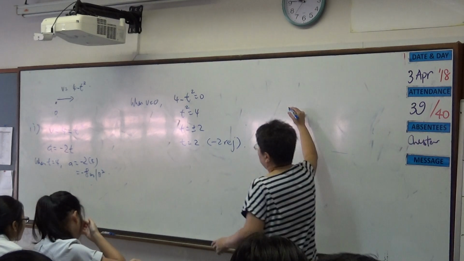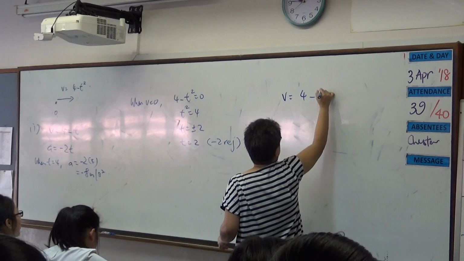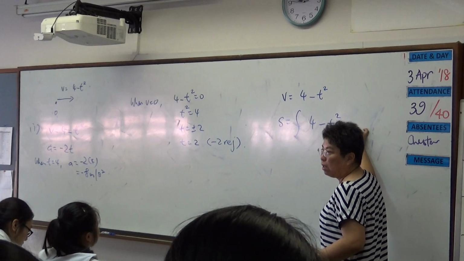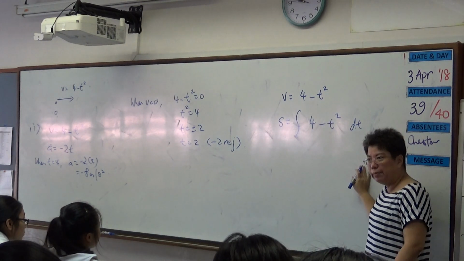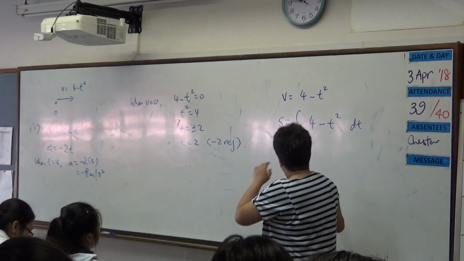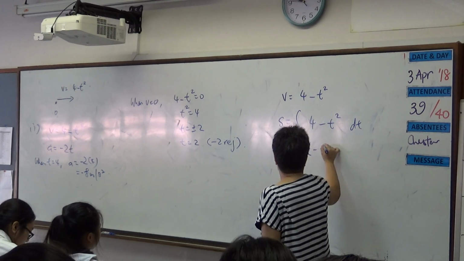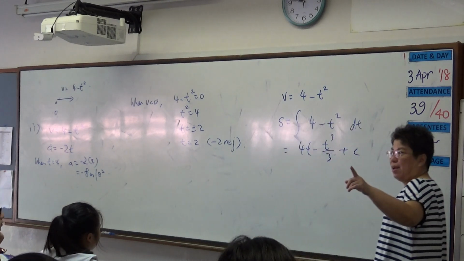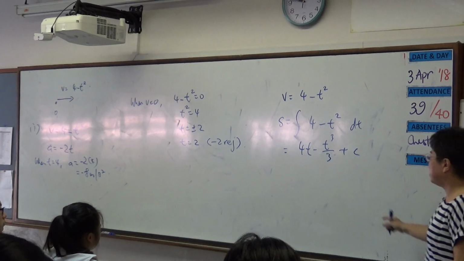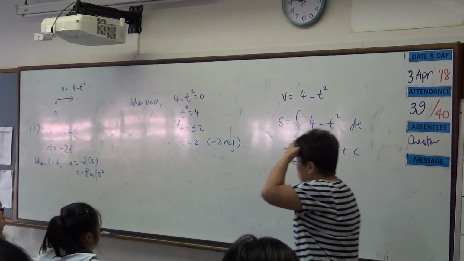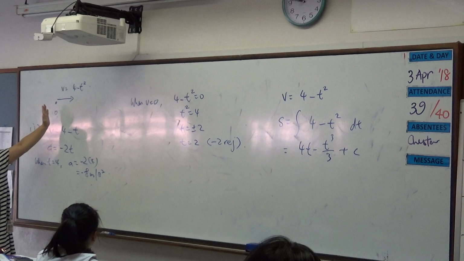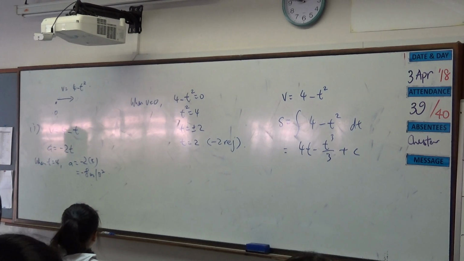So v is 4 minus t squared. How to get s? Integrate 4 minus t squared dt. So what is this? 4t minus t cubed over 3 plus c, right? Indefinite, plus c. Now, do you agree this is very good? When it starts from O, the time also starts from 0. So when t is 0, s is 0, right? No, s equals c.